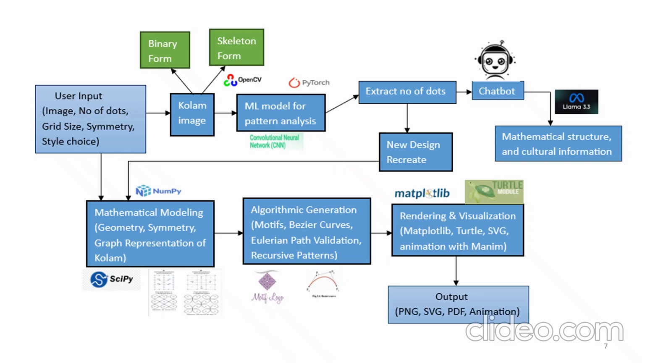Then we'll go for the algorithmic generation. Then the next step is rendering and visualization using Matplotlib, Turtle, and animation with Manim. Then our final output is generated in PNG, SVG, PDF, and animation formats.